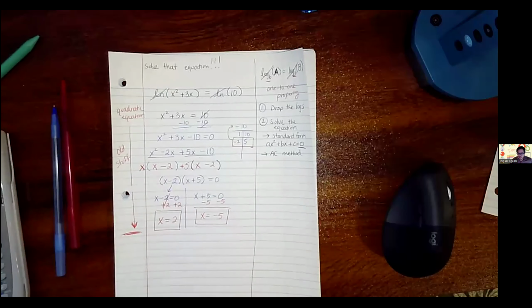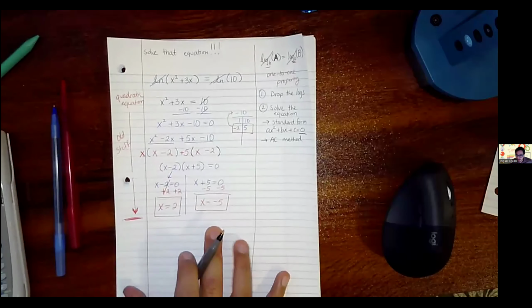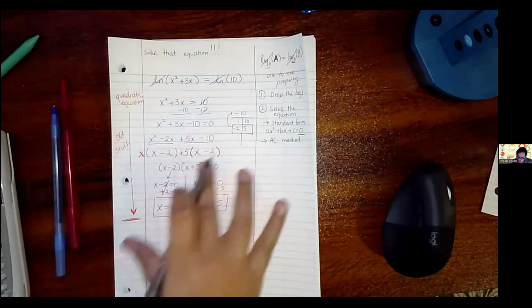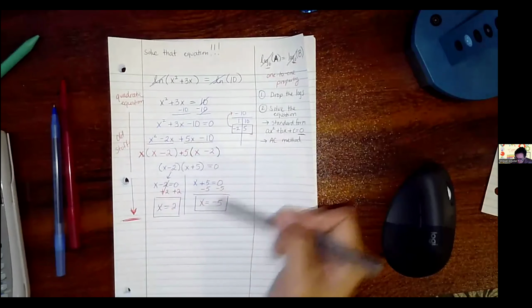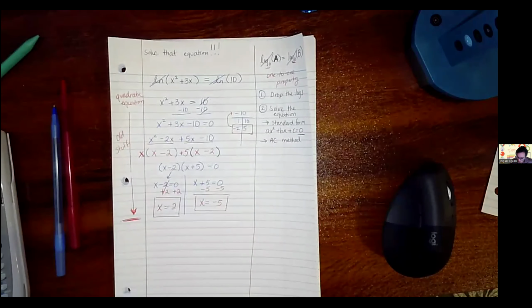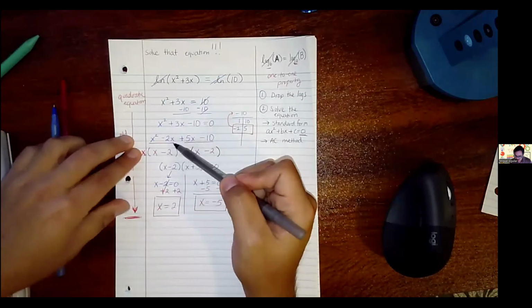So any questions, comments about this? Did I lose anybody at any point? Do you want me to review anything here that we went through? Yes, can you review where you said x squared minus 2x plus 5x minus 10?